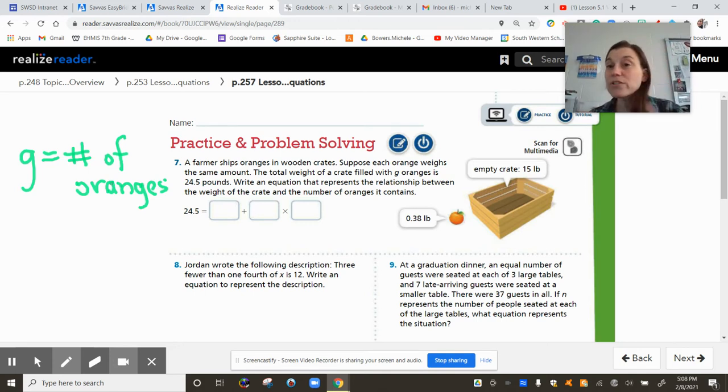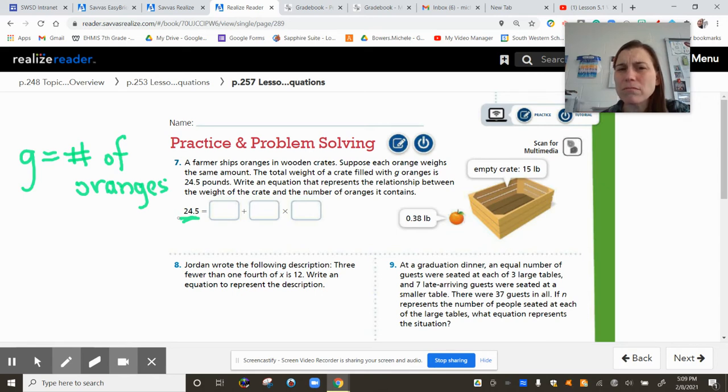So there's how many oranges? G oranges. So altogether, it weighs 24.5 pounds. That is why 24.5 is by itself, because it's the total weight. So you're going to notice in these word problems that that's the total that's usually on one side of the equation, most likely. Write an equation that represents the relationship between the weight of the crate and the number of oranges.